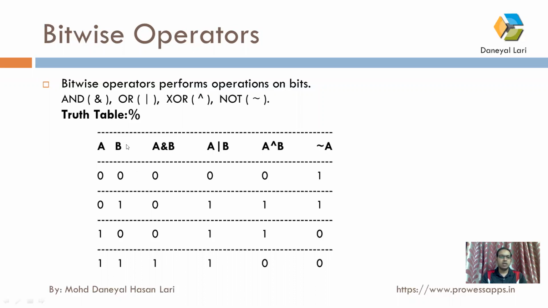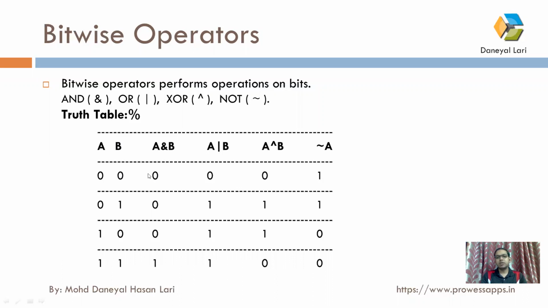So let's see. If the first bit is 0, that is A, and the second bit is 0, and if you perform the operation of AND, it will give you the answer 0. And if you perform OR operation, then you will get 0. If you perform exclusive OR, then you will get 0. And if you perform the NOT, then you will get 1, since A is 0, so it will flip the answer.